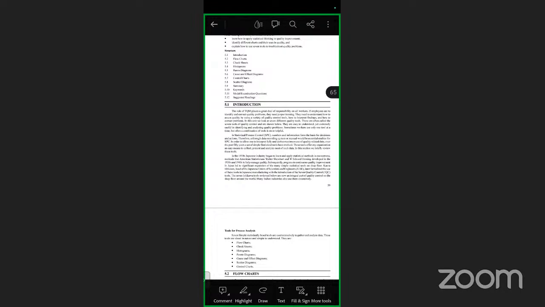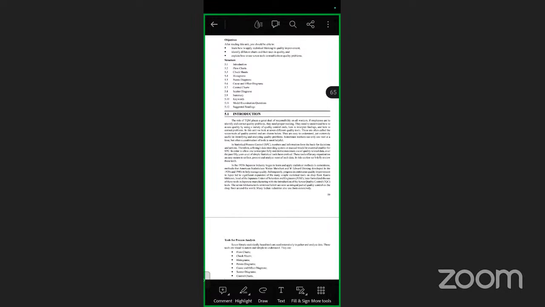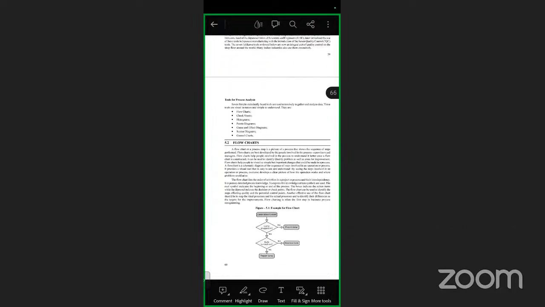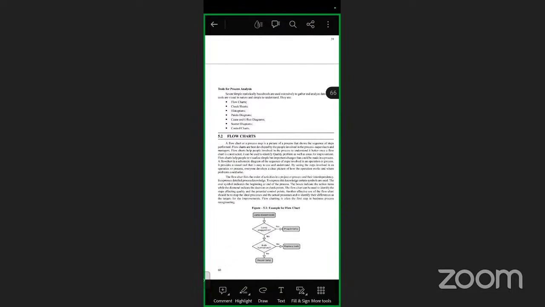So here we use flowcharts. What do you mean by flowchart? I think you people might have studied flowcharts in your schooling days. A flowchart consists of systematic direction of any process. Flowchart is a process map. This pictorial representation of a process shows the sequence of steps performed.